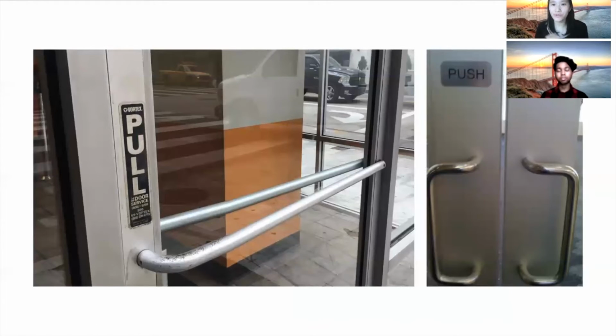Next, think about whether this is an example of good design or bad design.